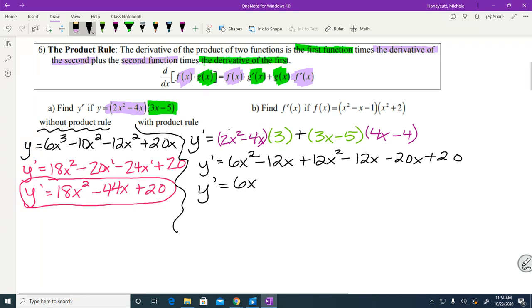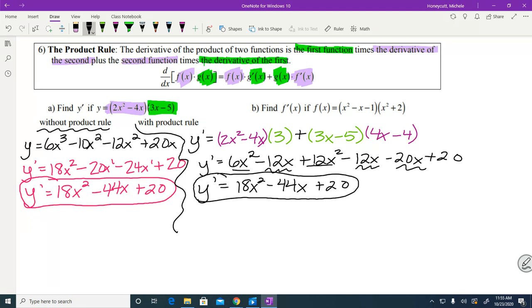So then combine like terms for y prime. I've got more than 6, I have 18x squared. Then negative 12 minus 20 is minus 44x, and then plus 20. So notice I could do the problem with or without the product rule, but I get the same derivative. And also notice for this particular problem, it took about the same amount of work. So not bad. Sometimes you can choose to use the product rule or choose not to, and that's totally up to you. You can do whatever you prefer.